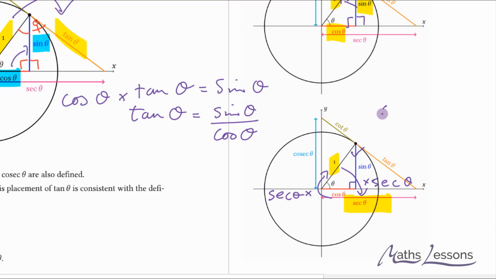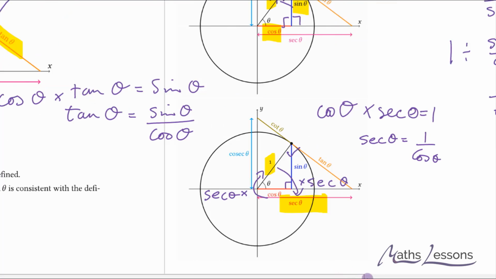So what we've got is cos theta times by sec theta, and that's going to give us 1. So therefore sec theta must equal 1 over cos theta. So that's one of our standard definitions that we need to learn.